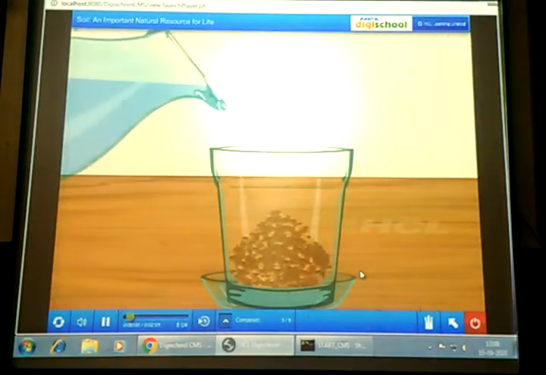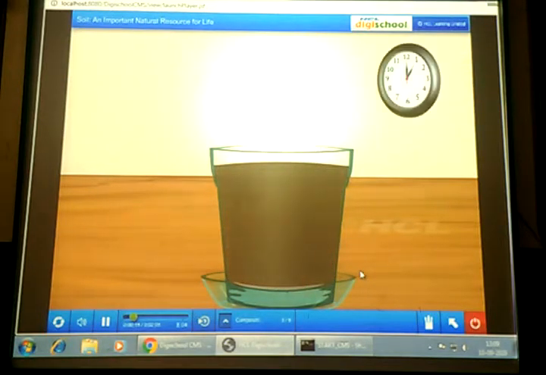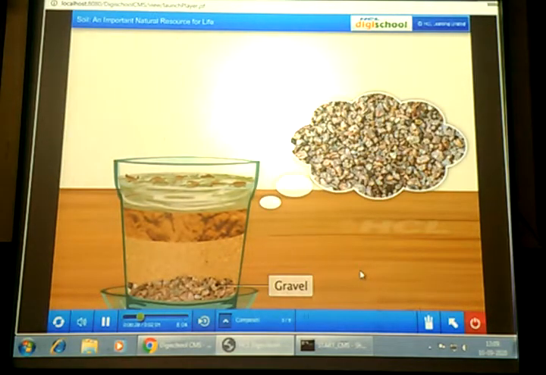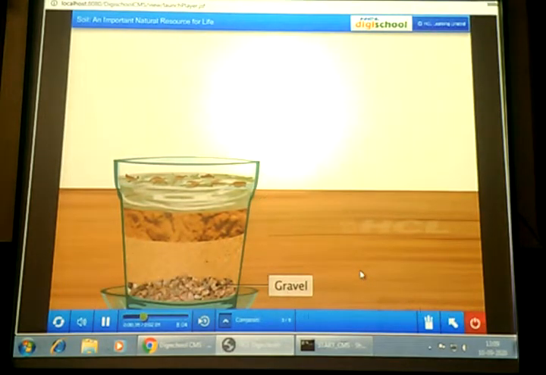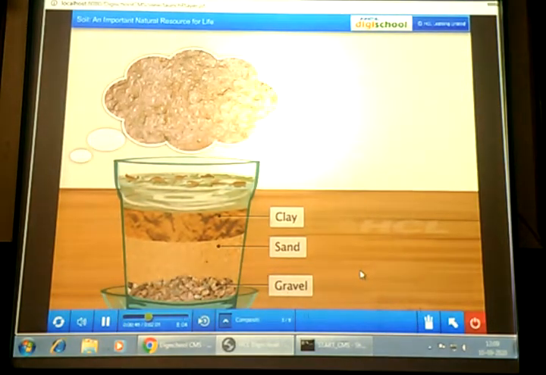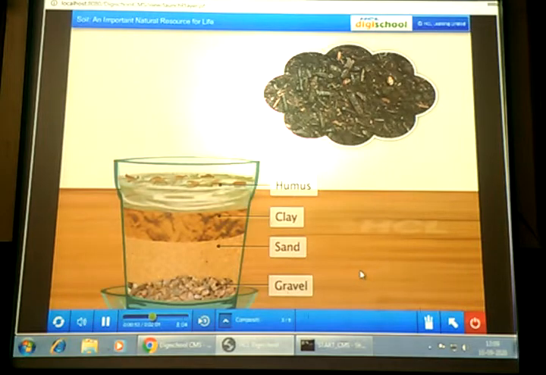If we dissolve a small lump of soil in water and keep it undisturbed for some time, the components of soil separate to form distinct layers. Gravel or pebbles, being the heaviest, settle at the very bottom. Settled above the gravel are sand and clay, which are the finer particles of weathered rocks. The topmost floating layer contains dead and decayed parts of plants and animals. This is called humus.